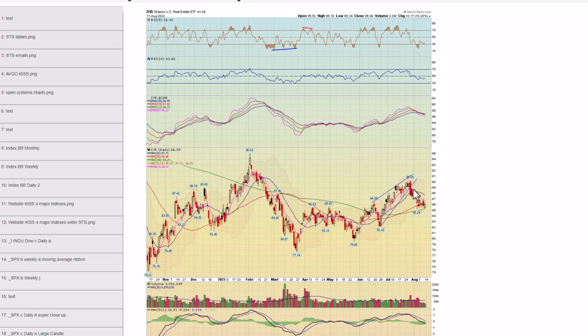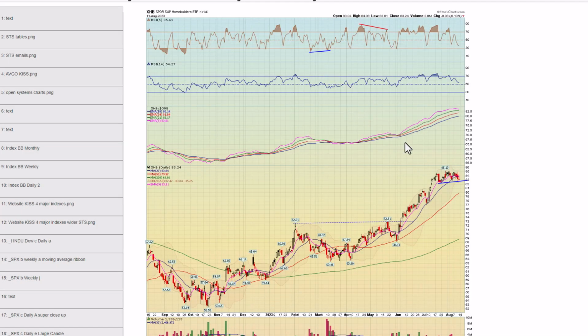We had it as a rising wedge, and that has played out. We all know what's happening with interest rates. Not a great time to buy a house if you have to. Next, Jabber 69, home builders.